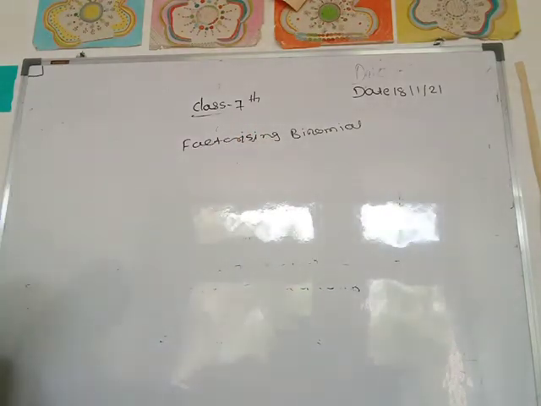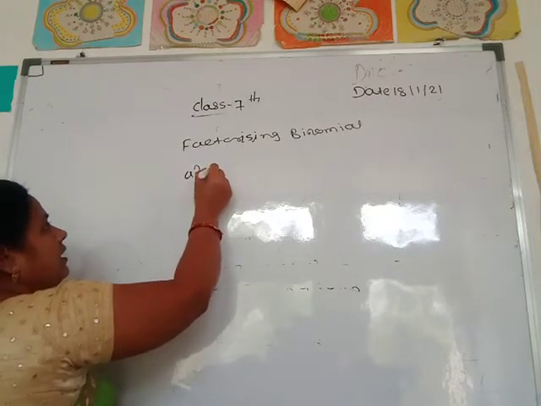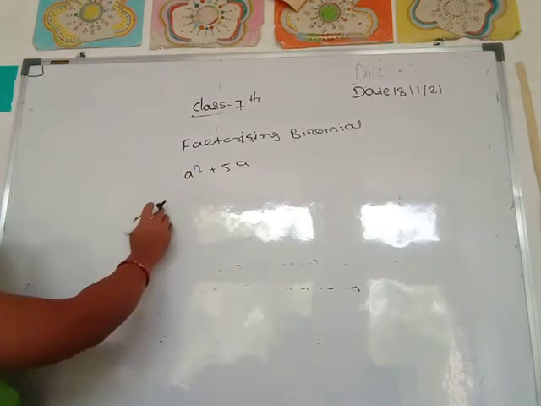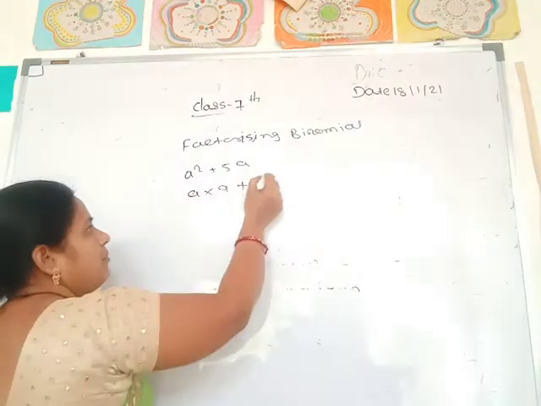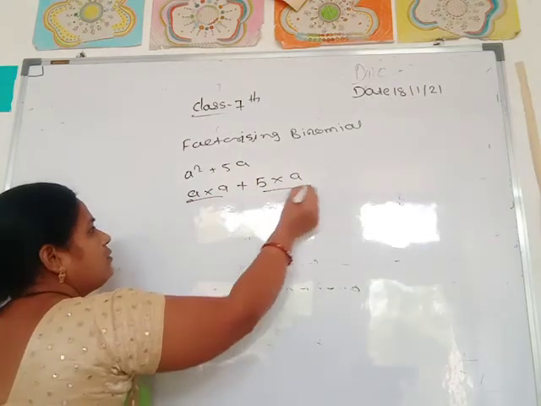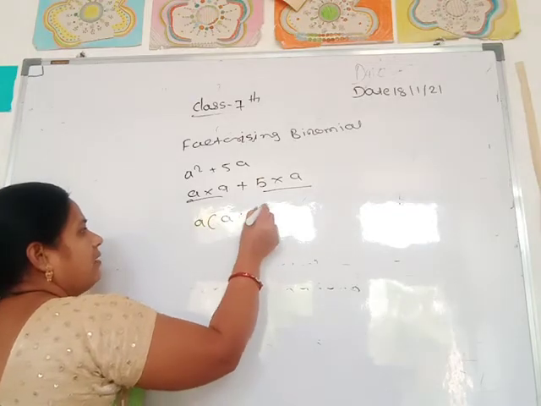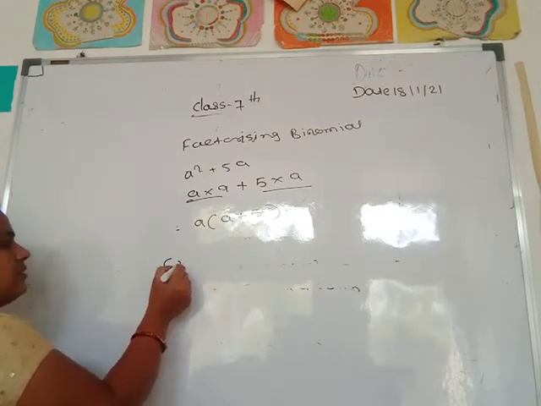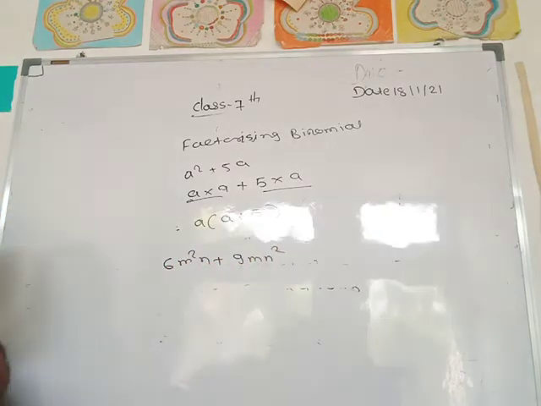See this example: a square plus 5a, factorizing this binomial. Here a square means a into a, plus 5a means 5 into a. In these two, a is common, so in bracket a plus 5. The answer is a in bracket a plus 5. Then again one example you see here, 6m square n plus 9mn square.